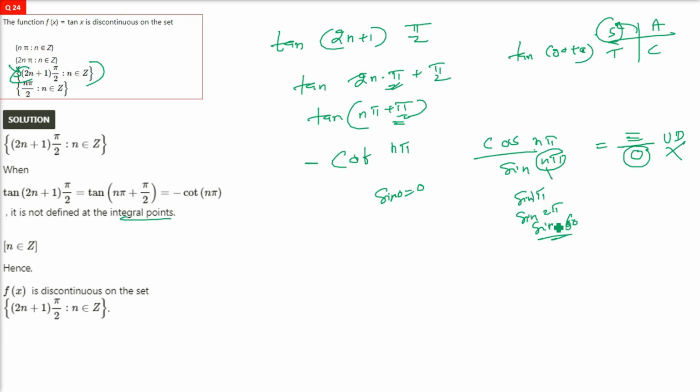for the discontinuity on the set where f(x) is equal to tan x, at (2n plus 1) pi by 2 where n belongs to Z, because we have already seen this is not defined at the integral points 1, 2, 3, etc.